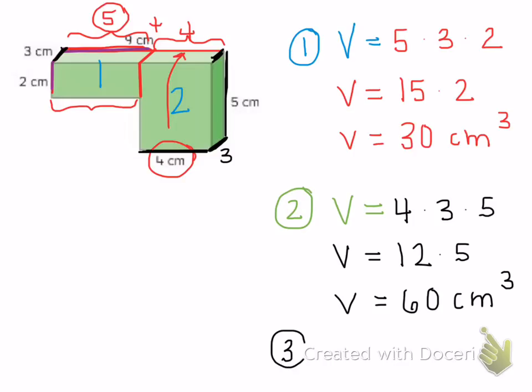Now go and find the total volume of this shape. Come back when you've put in your answer. Okay, so you added 30 plus 60 and found that the total volume is 90 centimeters cubed. So really all it is is finding the volume of the two separate shapes and bringing it together. The tough part is finding the missing sides so that we know that we have the right length, width, and height.